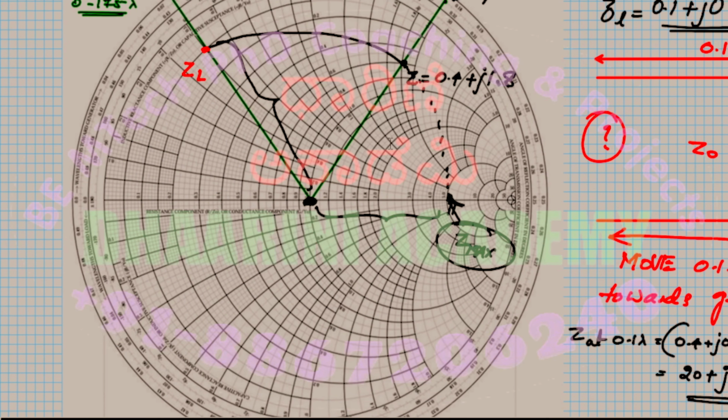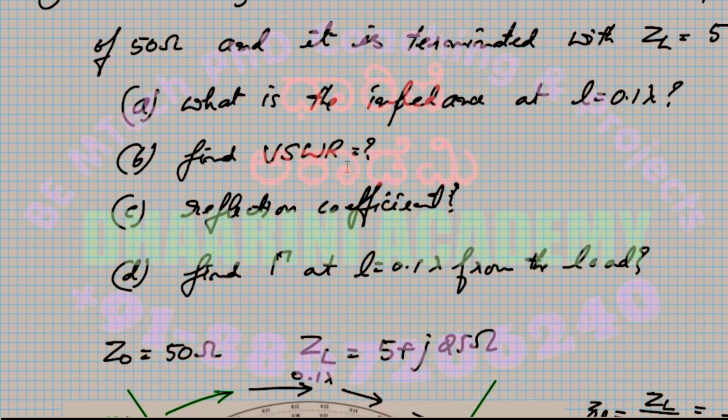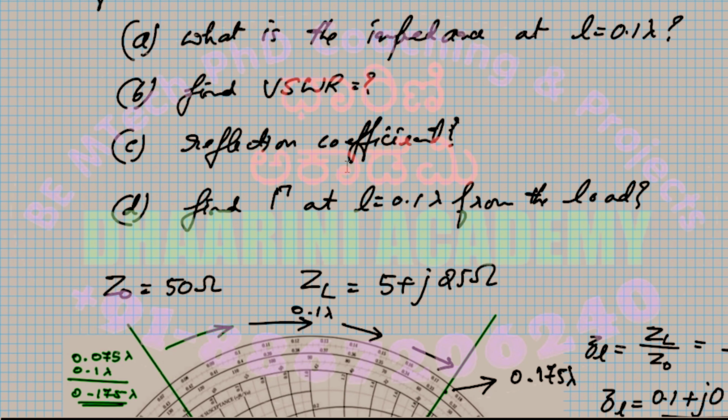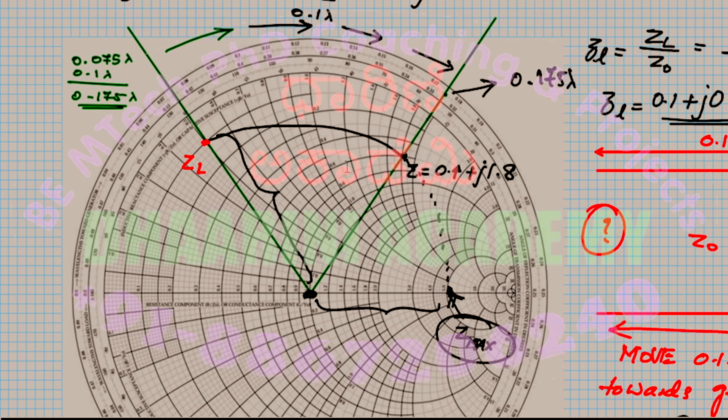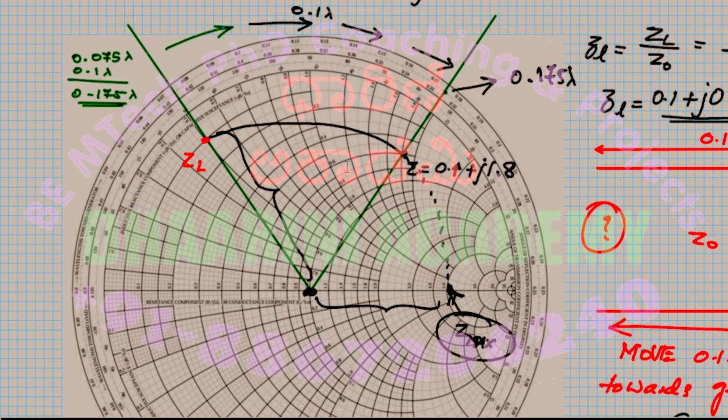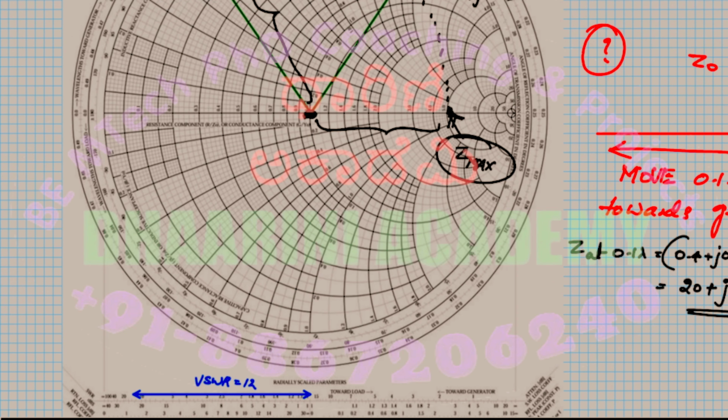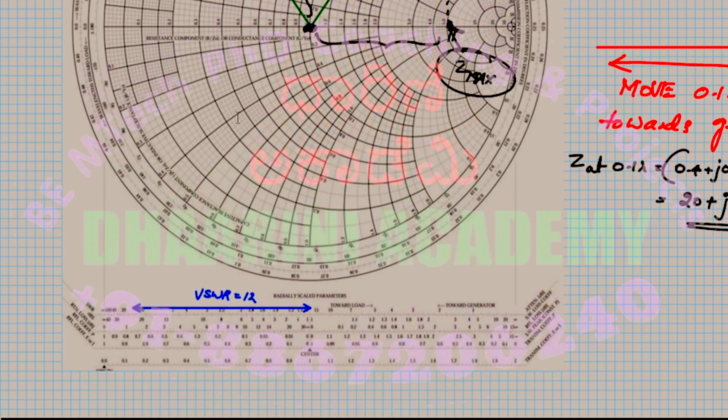Okay, let me check what I have in the next part. So it says find the reflection coefficient, right? Reflection coefficient means you are going to measure at the load. At the load, in the sense, this is ZL. At this ZL, what is the reflection coefficient? I know that I have a scale, so I have to use a radial parameter over there. So I still use the same radius. I don't change it.